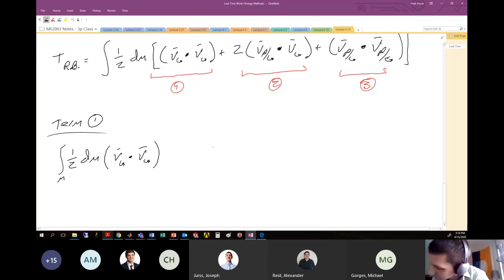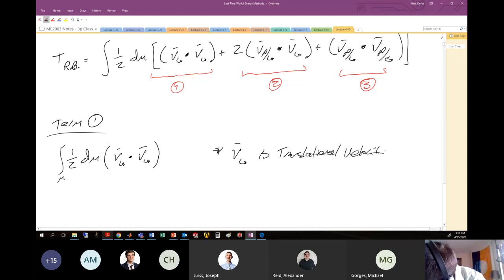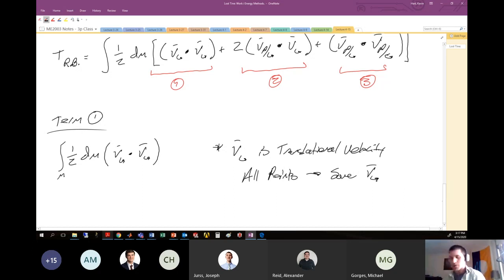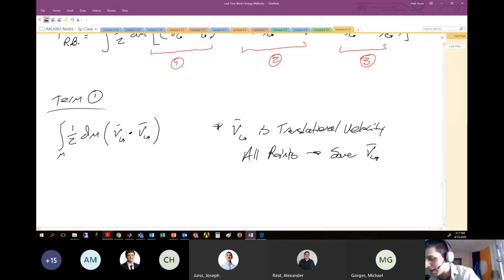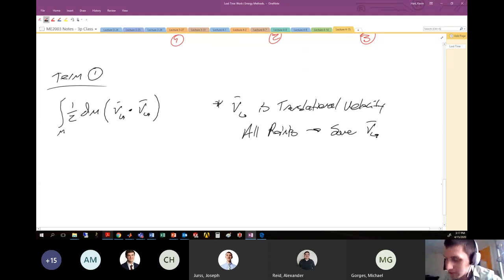Because of that, vg is the translational velocity, and all points have the same translational velocity. So if we're looking at this integral of these velocities at all points in the body, it doesn't matter where we are in the body. We can just pull that term out. It is not a function of where we are in the body or any particular mass of the body. Regardless of the mass, regardless of the location, it doesn't matter.